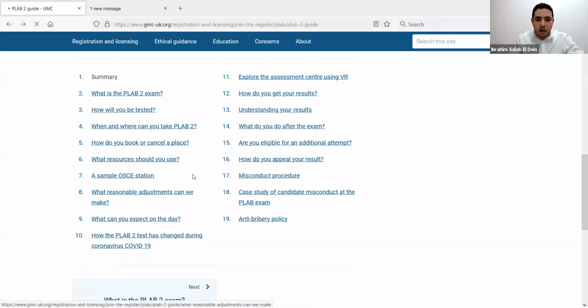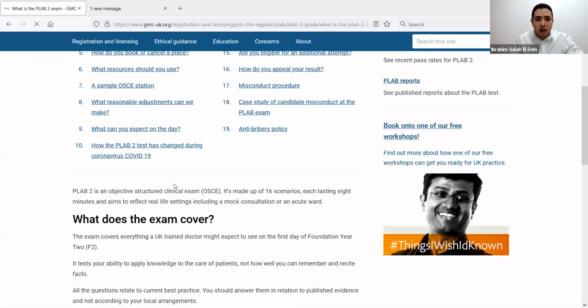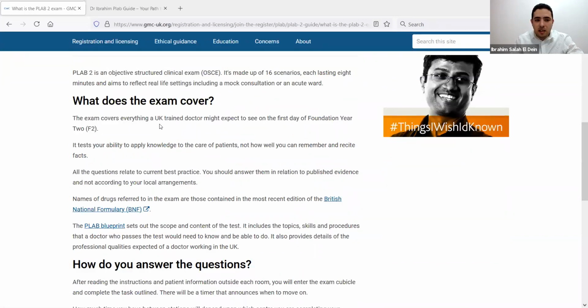Okay. So first of all, what is the PLAB 2 exam? From the website here, we can see this exam covers everything a UK trained doctor might expect to see on the first day of foundation year 2. So let's agree that all the scenarios you will have in the exam, you will deal with as an FY2 doctor, not FY1, not a senior, not a specialist, not a consultant. So you have to deal with the whole situation as an FY2. And also, this will solve a lot of problems in the stem. After that, I will explain this in a minute, okay?